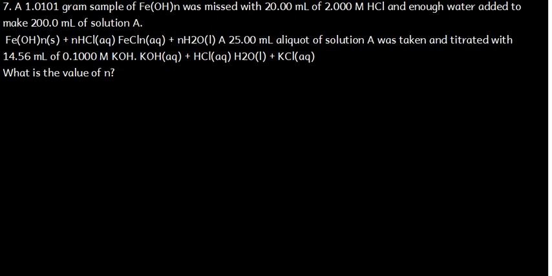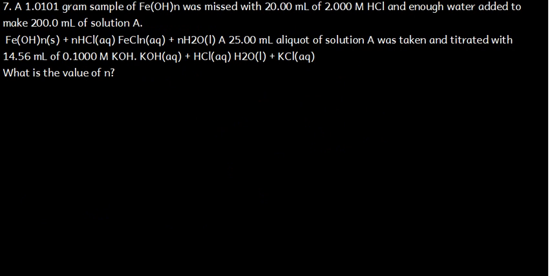Alright, so look at the last question in this problem. A 1.0101 gram sample of iron hydroxide was mixed with 20 milliliters of 2 molar hydrochloric acid and enough water added to make 200 milliliters of solution A. And then we got a 25 milliliter aliquot of solution A and titrated it with 14.56 milliliters of 0.1 molar potassium hydroxide. Now I want to find the value of n in the formula.